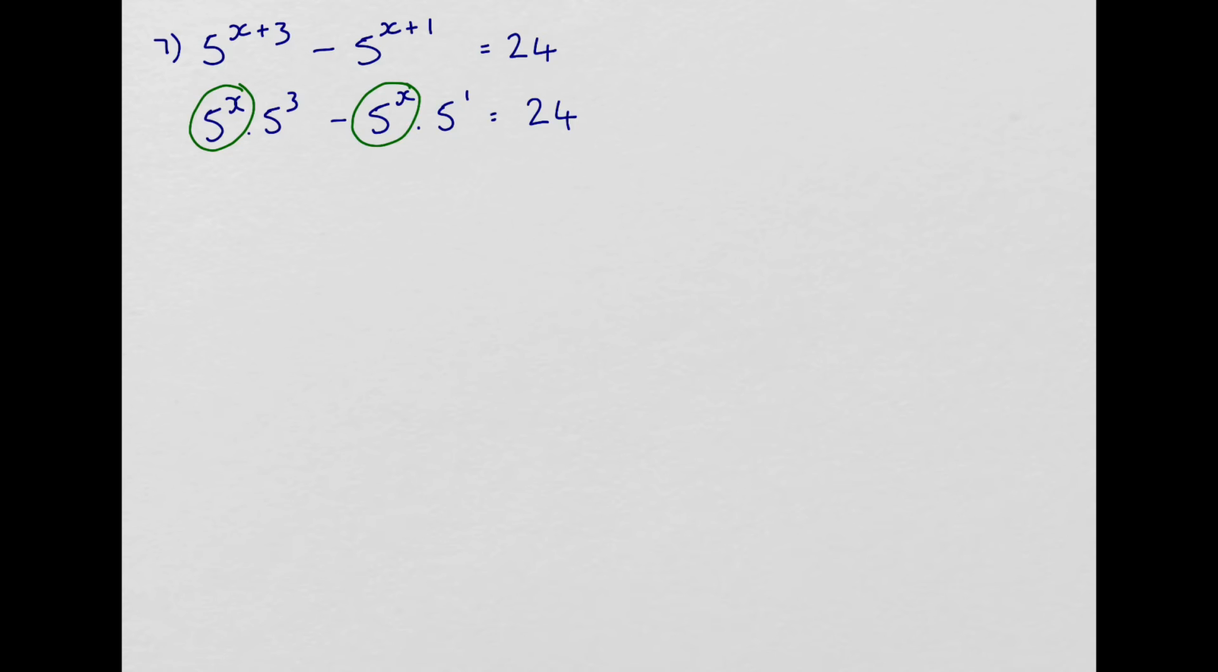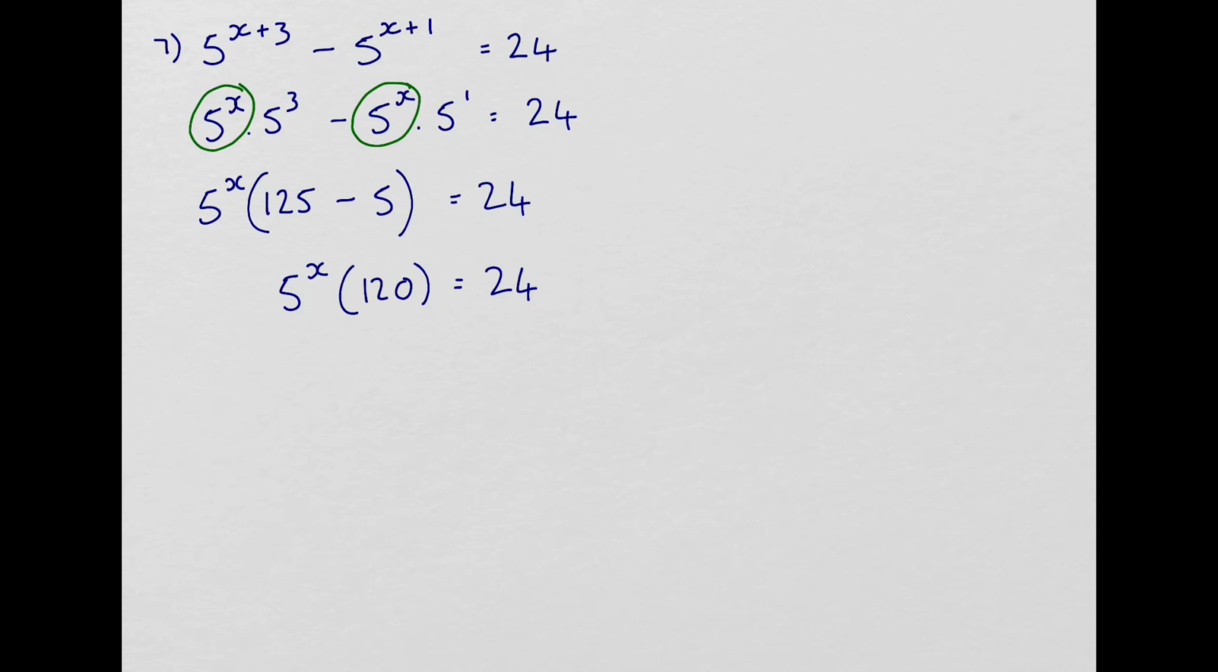So we factorize that 5 to the power of x, and we'll be left with 5 cubed, which is 125. It always helps to multiply those out because there's no variables in the exponent, and it just makes it easier to work it out. Then we have minus, and in the right-hand factor, we have 5 to the power of 1, so that's just going to be 5. And then we've got 24 on the right-hand side. So simplify this. We then end up with 5 to the power of x times 120 equals 24.